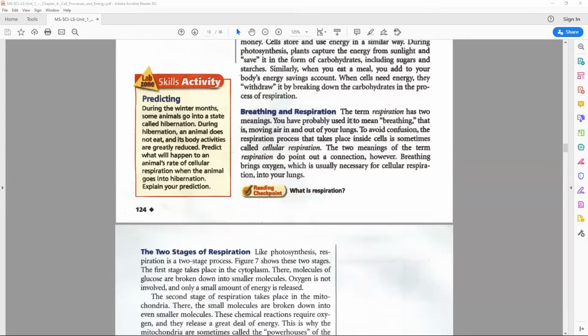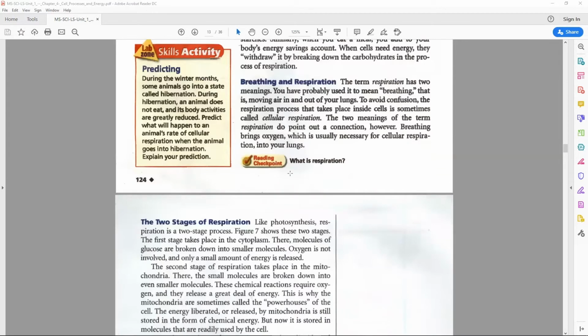Breathing and respiration. The term respiration has two meanings. You've probably heard it used to mean breathing, that is, moving air in and out of your lungs. To avoid confusion, the respiration process that takes place inside cells is sometimes called cellular respiration. The two meanings of the term respiration do point out a connection, however. Breathing brings oxygen, which is usually necessary for cellular respiration, into your lungs. Reading checkpoint: What is respiration?